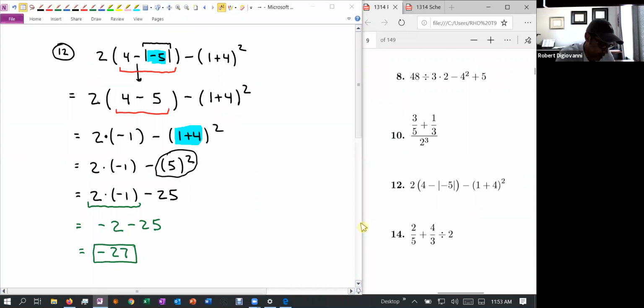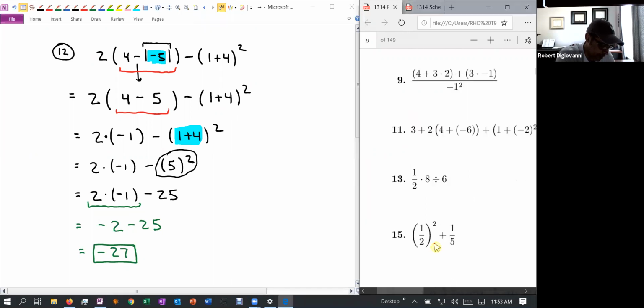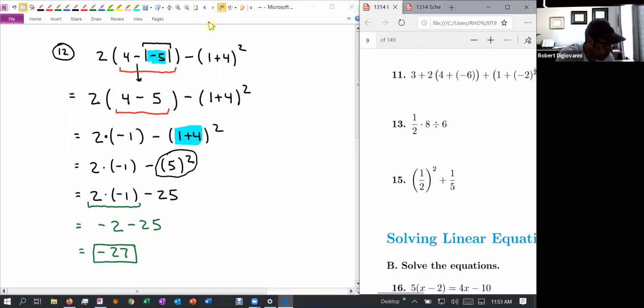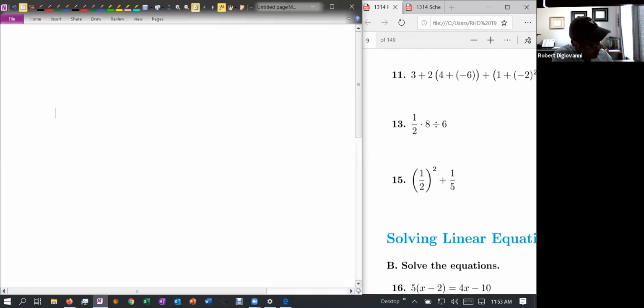Okay, that was number 12. Let's see number 15. Okay, go ahead and go to a new sheet. Oh, good. Okay. All right, so now we're not doing number 15.